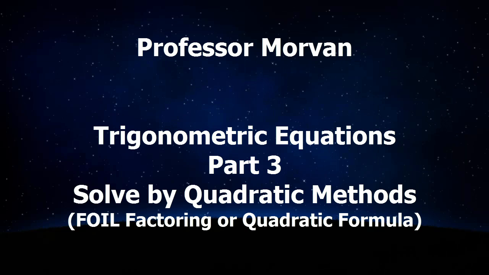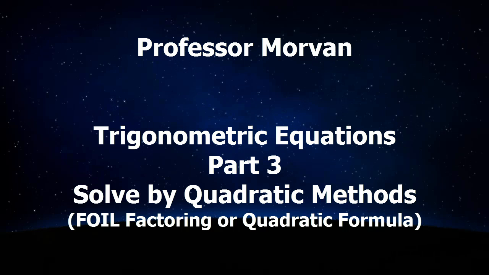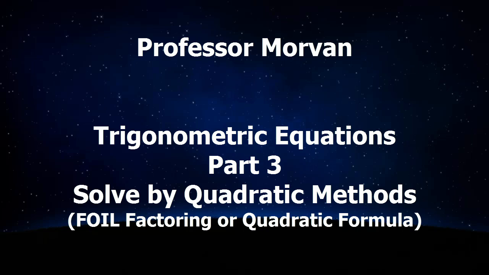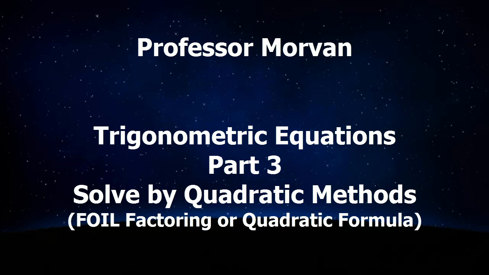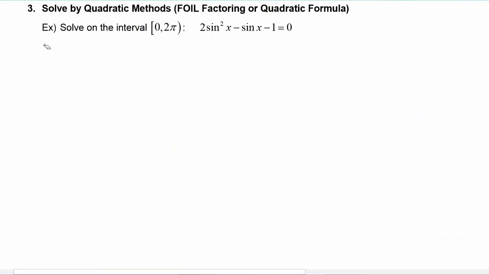In part 3 of our lesson on trigonometric equations, you will learn to solve by quadratic methods, which means we'll do FOIL factoring or use the quadratic formula. In this first example, we have to solve on the interval 0 to 2 pi. As soon as you see this, you know you're going to be giving your answers in radian measure. The equation we're given is 2 sine squared of x minus sine of x minus 1 equals 0.